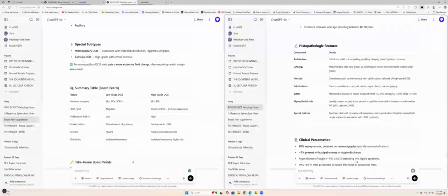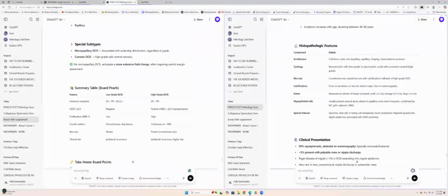Extent is measured as volume of breast occupied. Small, less than 2 cm, average 2 to 3 cm, large, greater than 3 cm. So you want to measure the extent of this DCIS as the volume of breast occupied. So is it less than 2 cm, average 2 to 3 cm, and large greater than 3 cm.